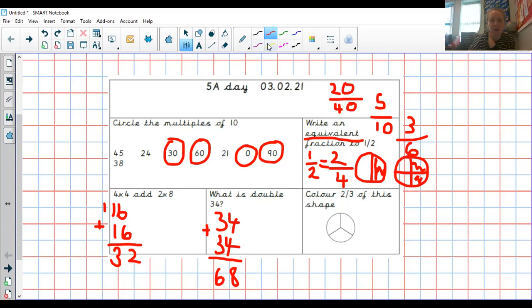Right, last one is another fraction one, but I think you should be able to do this one quite easily. It says colour 2/3 of this shape. So there are 3 parts in total to make the whole, but I only want 2 of them. So you should have shaded 1, 2, leaving 1 blank. It doesn't matter which ones you coloured, as long as there is 1 blank, colouring 2/3 of the whole shape. Okay, so you can get yourself 1, 2, 3, 4, 5 marks there.